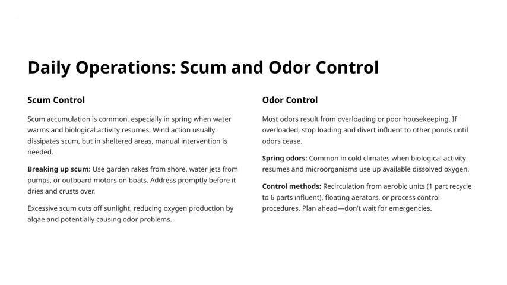First, regarding scum control, it's quite common to see scum buildup, especially in spring when water warms up and biological activity picks up again. Wind usually helps dissipate this scum, but in sheltered areas, we need to intervene manually. To break up scum, you can use simple tools like garden rakes from the shore, water jets from pumps, or even outboard motors on boats. It's important to address scum promptly before it dries out and forms a crust, which makes removal more difficult.